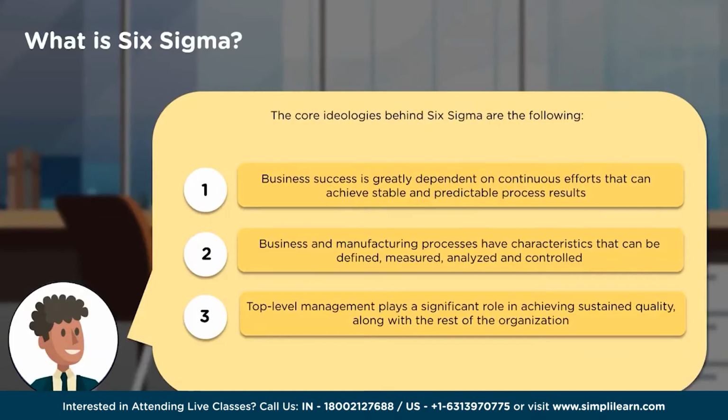There are three core ideologies behind Six Sigma. The first one states that for any business to be successful, continuous efforts are required so that you can achieve stable as well as predictable process results. The second ideology states that in any business or manufacturing process, there are certain characteristics that can be defined, measured, analyzed, and controlled. The final ideology says that along with the rest of the organization, the top level management plays a very important role in making sure that there's sustained quality.